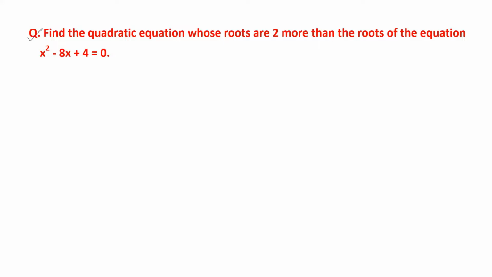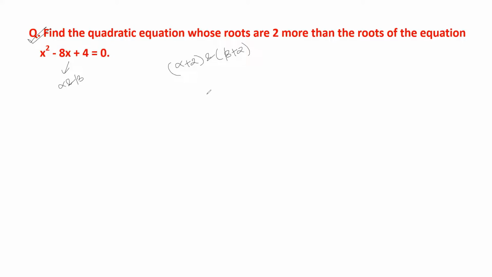Now, let us see this question. Find the quadratic equation whose roots are 2 more than the roots of the equation x squared minus 8x plus 4 equal to 0. So if we assume alpha and beta to be the two roots of this quadratic equation, in that case, we need to find a quadratic equation whose roots would be alpha plus 2 and beta plus 2. So now this question becomes similar to the first question that we have done today.